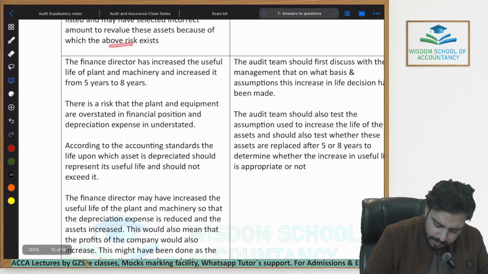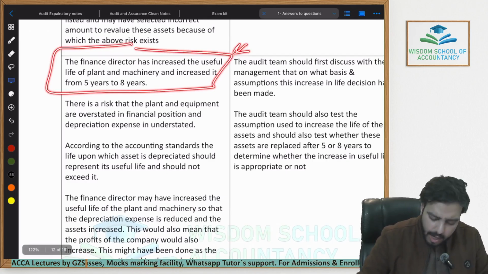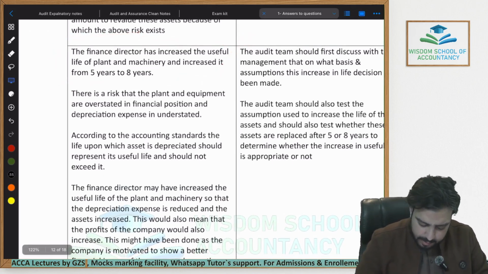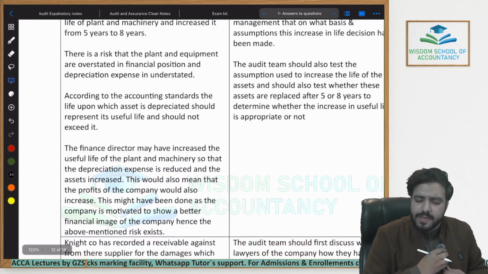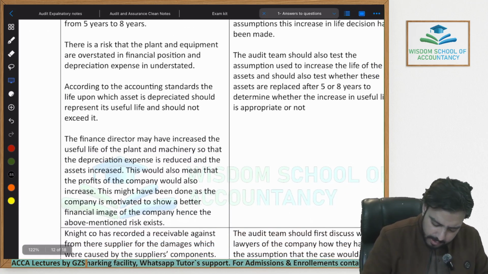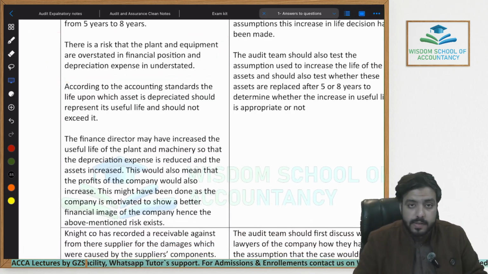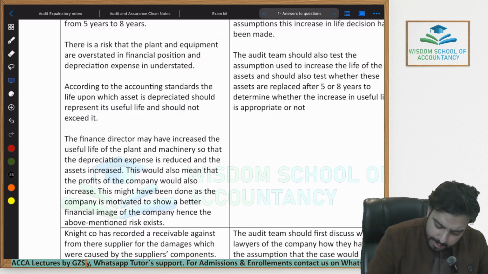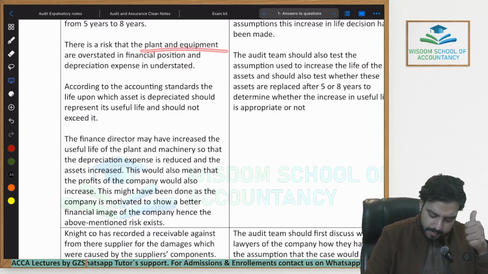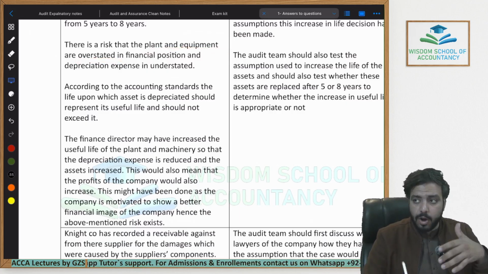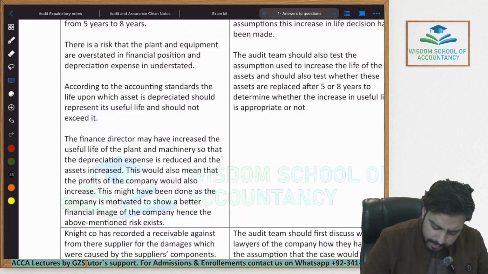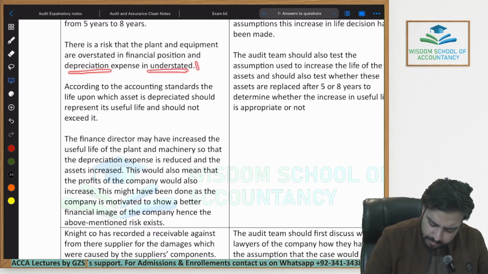Let's read it. The first paragraph is simple identification. I don't need to read it. You can read it yourself after the lecture. But this first paragraph is simple identification from the scenario. Within the next paragraph, I have written down what specific items are at the risk of over or understatement. Property, plant and machinery are at the risk of overstatement. They might be over recorded by the company because the life has been changed. And the depreciation expense is at the risk of understatement.